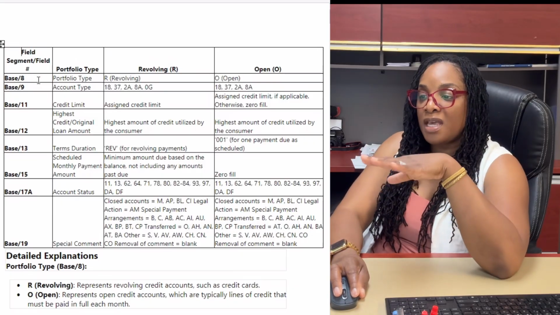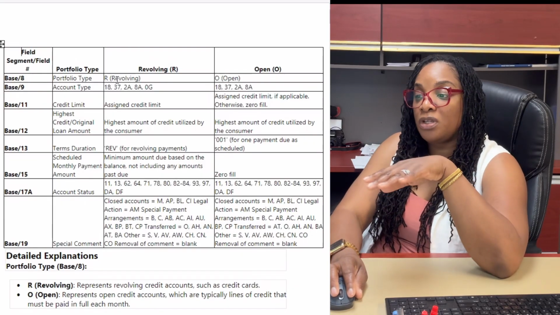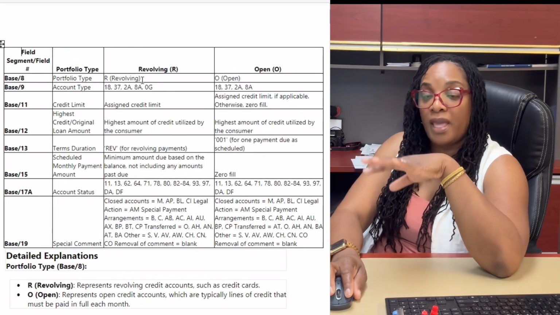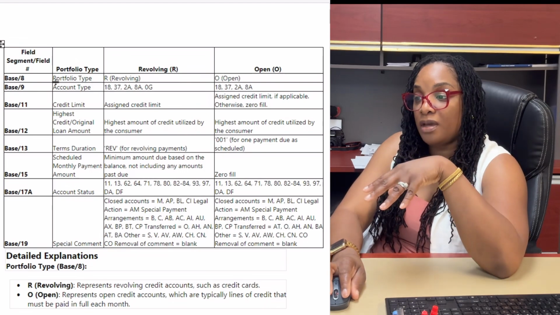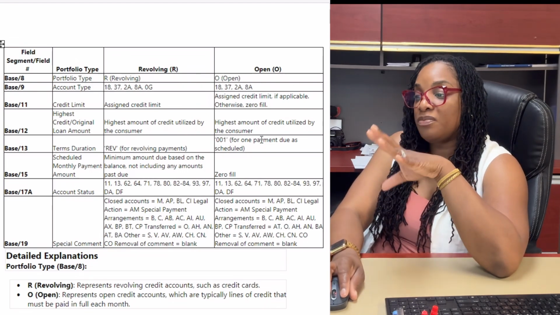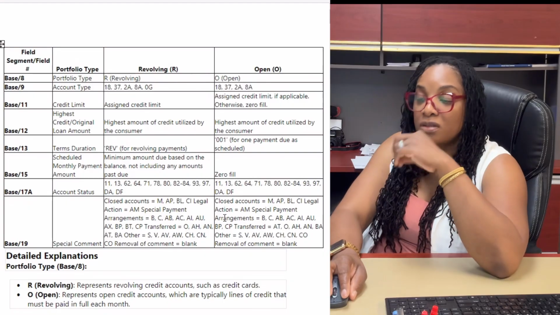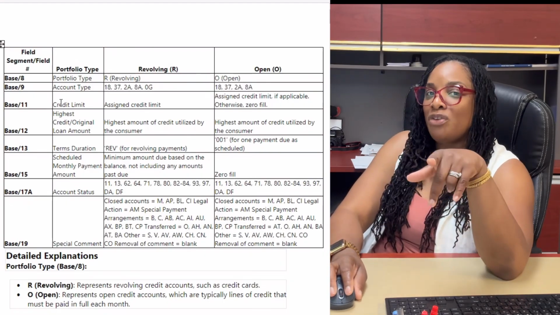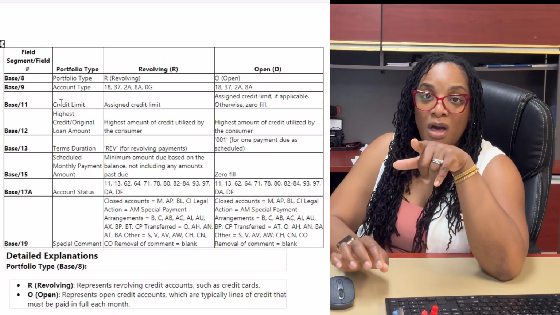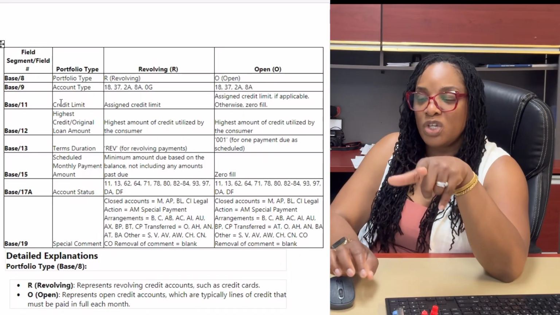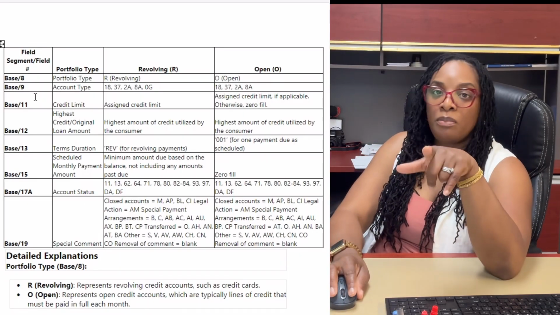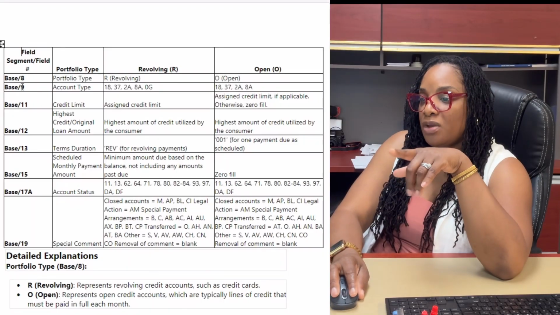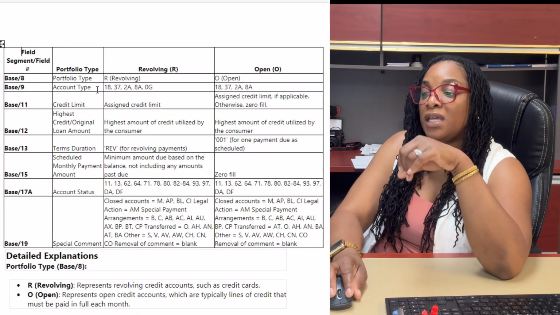So base segment 8 is where we're starting. That's portfolio type. It should be a revolving account if it is a charged off account. And there's just some verbiage here for open accounts. This is what you're going to see. You may see these codes, especially if you download your annual credit report. You'll see some good stuff there, like it's more in depth. So then you have base segment character field 9, account type.